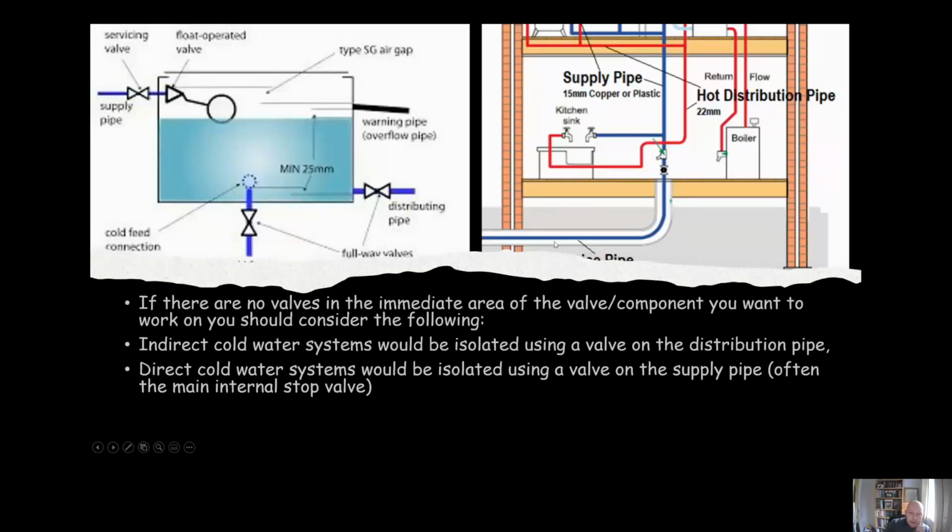And if it's a direct cold water system, which is fed directly from the mains, we might then isolate it back at the stop valve, the main stop valve as it comes into the property. But in those circumstances, make sure you inform the customer before you're doing the work, or anyone else who might be affected by the loss of the water.